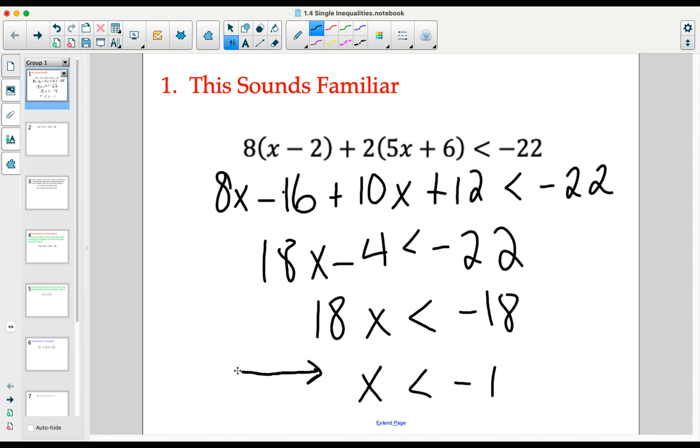Remember, if we want to graphically represent all of the possible solutions of this inequality, we locate negative 1 on a number line, and we shade to the left as all of the solutions are less than negative 1. Careful not to fill in the circle, as we do not have an equal to as a part of our final inequality.